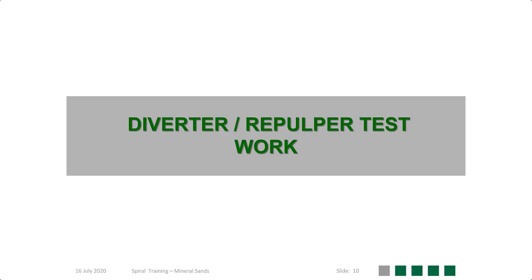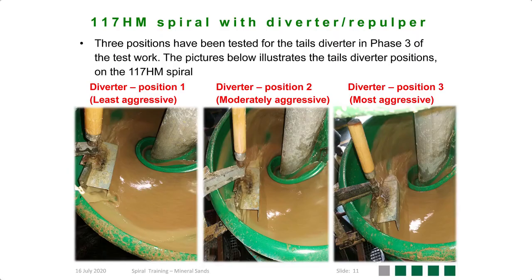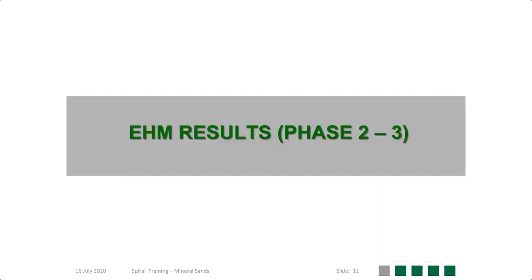So what happens when we utilize a repulper on this new spiral? We wanted to increase the recovery even more, so we've utilized a repulper or diverter in 3 different positions on this new 117HM spiral, where you can see position 1 was the least aggressive position, position 2 was moderately aggressive, and then position 3 was the most aggressive position. So let's look at the results.